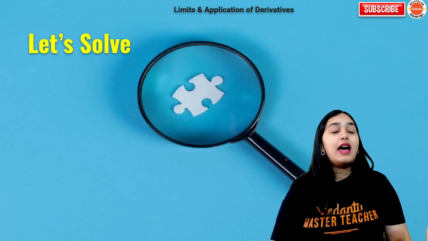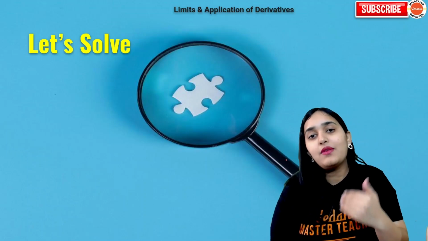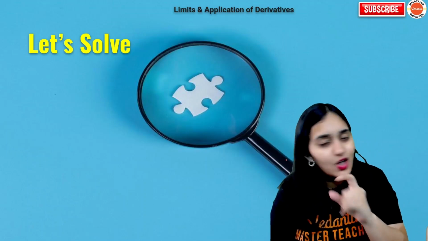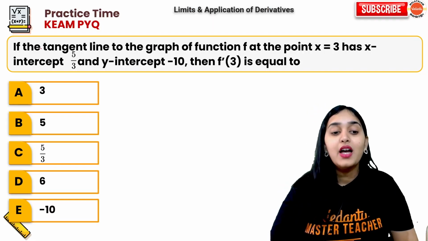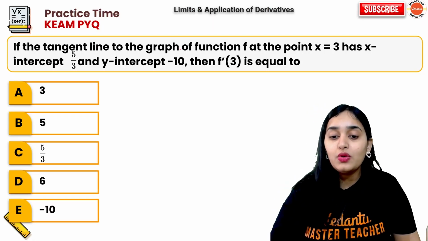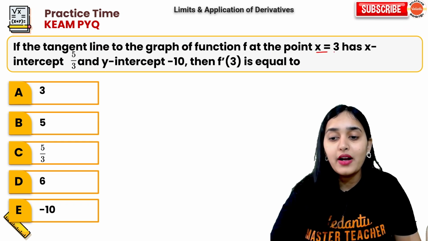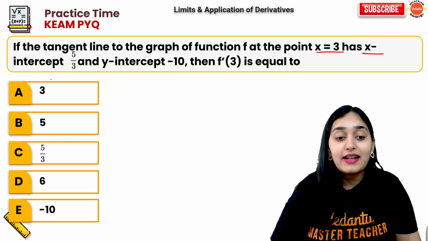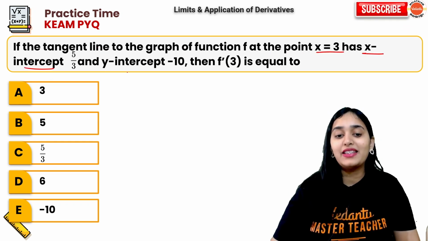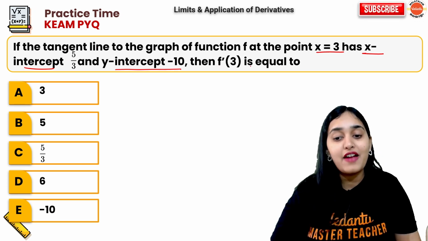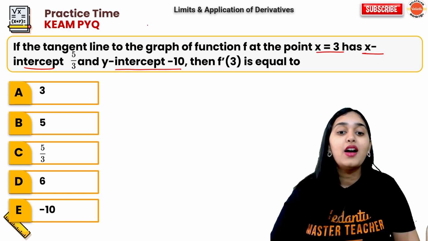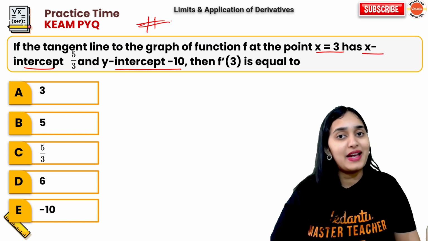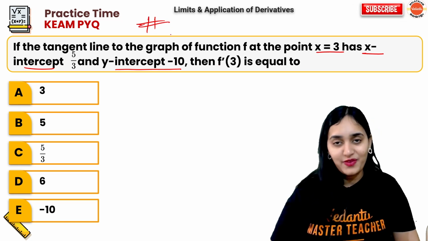Next. Now let's solve some questions and see what type of questions are going to come in your exam. Number 1. If the tangent line to the graph of the function at the point x is equal to 3 has x-intercept 5 by 3 and y-intercept minus 10, then f dash 3 is equal to dash. Wow, very interesting and unique question. Let's see what we have to do here.